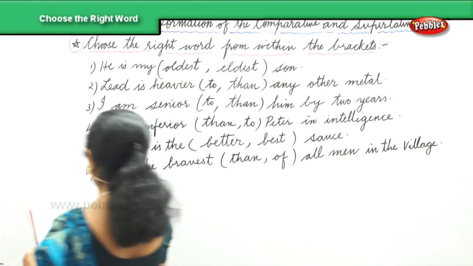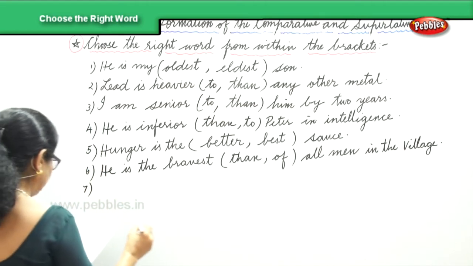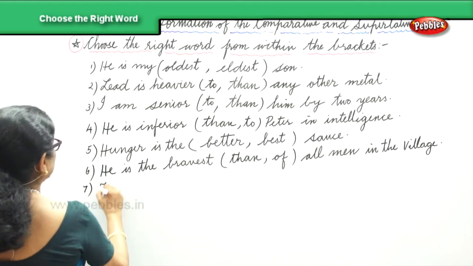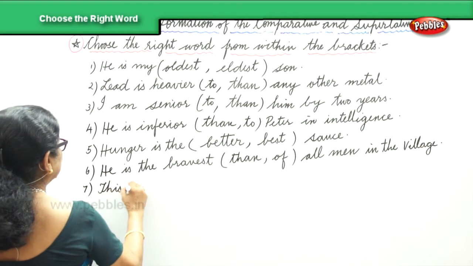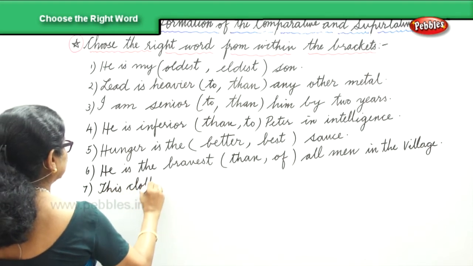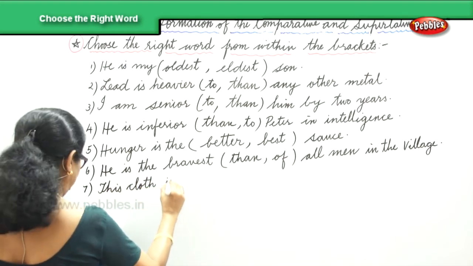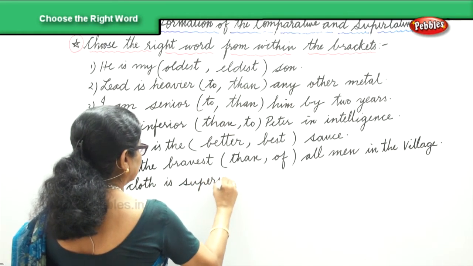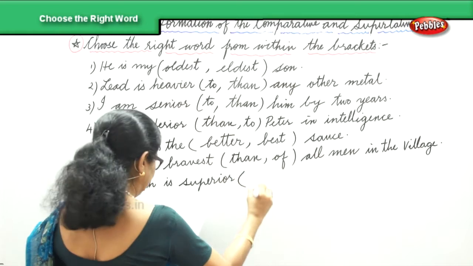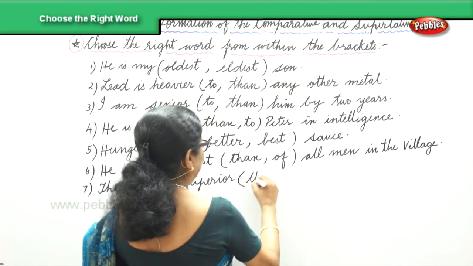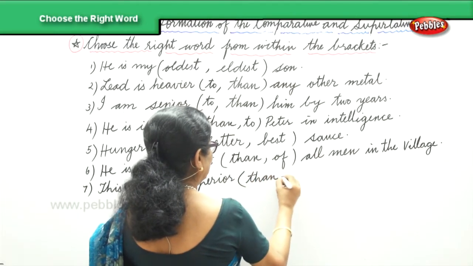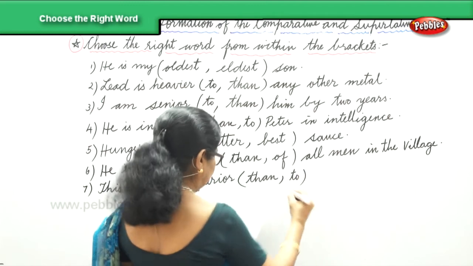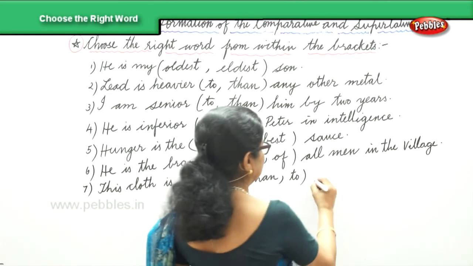Okay. Next, seventh one. This cloth is superior. You can either say than or to that.